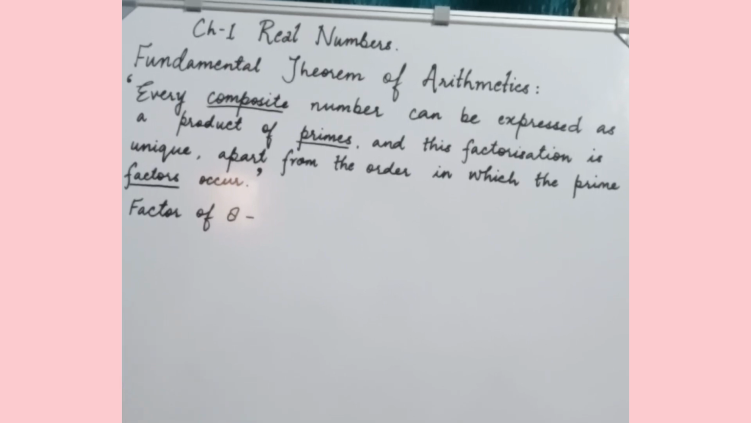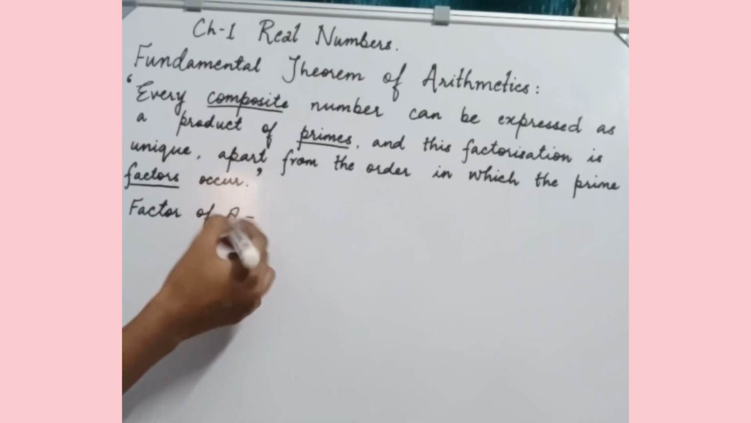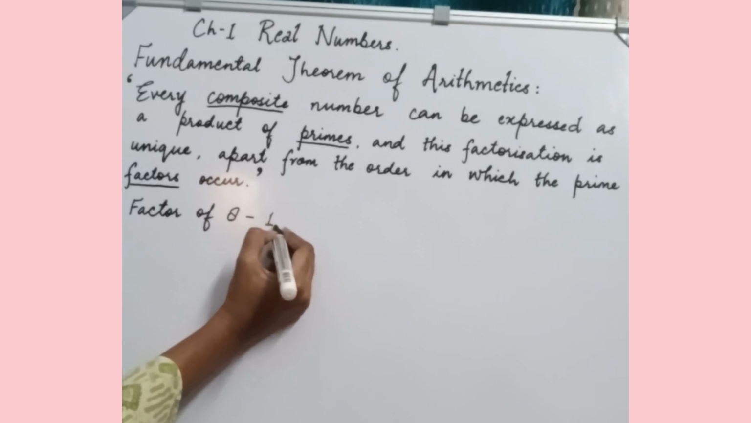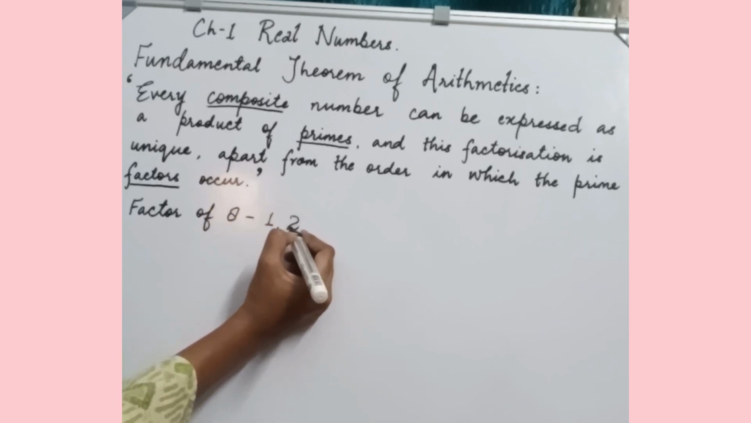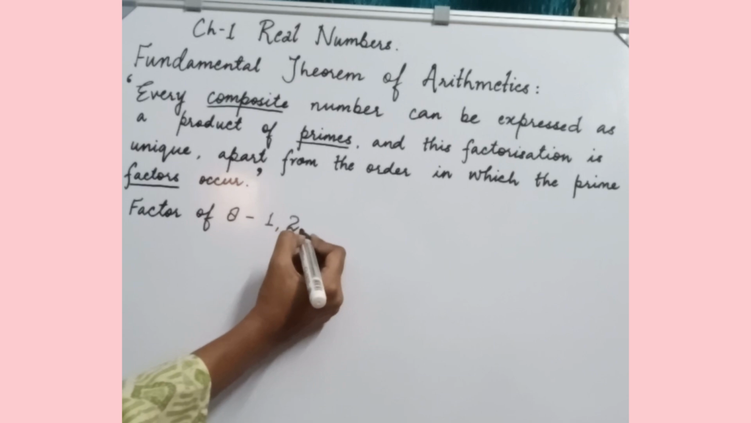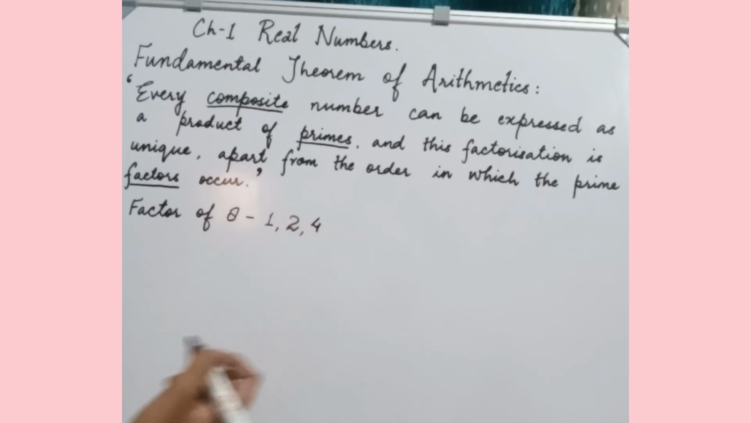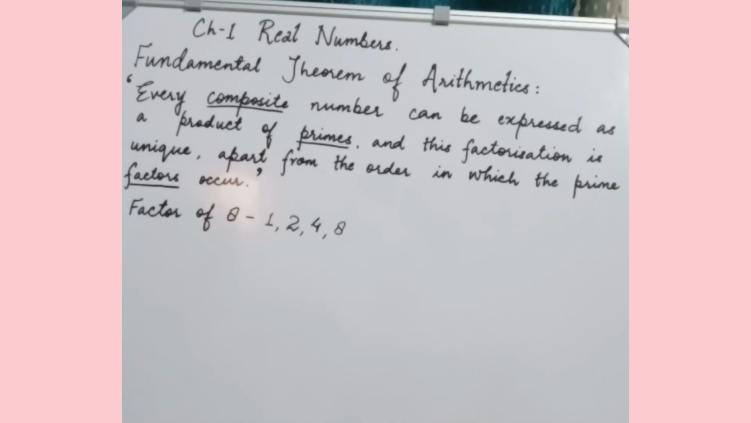So what are the factors of 8? The numbers in whose table 8 comes. Starting from 1, in the table of 1, 8 comes. Next, in the table of 2 also 8 comes. 2 fours are 8. Next, in the table of 4, 4 twos are 8. And lastly 8. So the numbers in whose table 8 comes are 1, 2, 4 and 8.